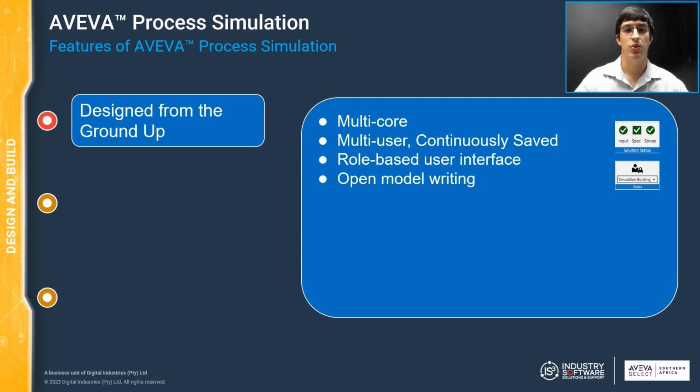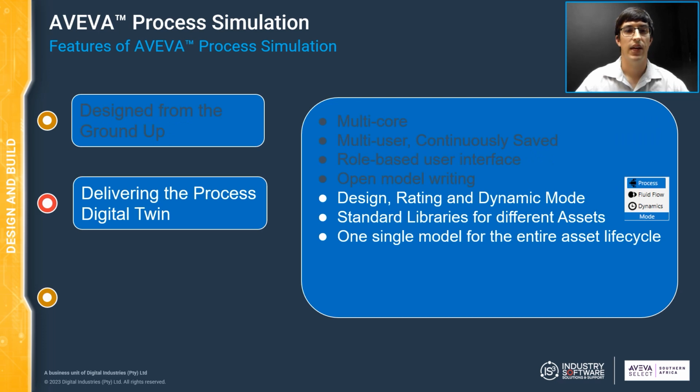AVEVA Process Simulation was designed from the ground up, so there are no legacy issues. Using the model is simplified with a user-based interface which only allows certain functionality based on that specific user's roles. The creation of a digital twin is simplified in AVEVA Process Simulation, and therefore it doesn't cost as much as it used to. The software incorporates 3 solving methods into one software and model. The model can seamlessly switch between steady-state mode, rating mode, and dynamics mode.